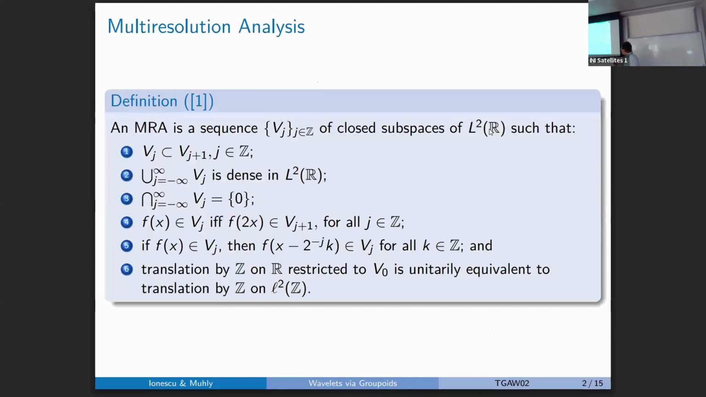So as I said, for those of you who are not familiar with wavelets, let me just give a one slide introduction to the concept that we are trying to study from a groupoid perspective, namely the so-called multi-resolution analysis that was introduced by Mallat in 1987. What an MRA, a multi-resolution analysis, means is just a sequence of closed subspaces of L2 of R, an increasing sequence. The union is dense, the intersection consists of just the zero vector.